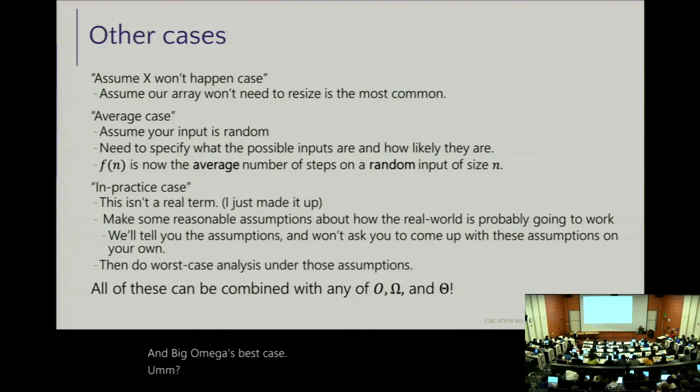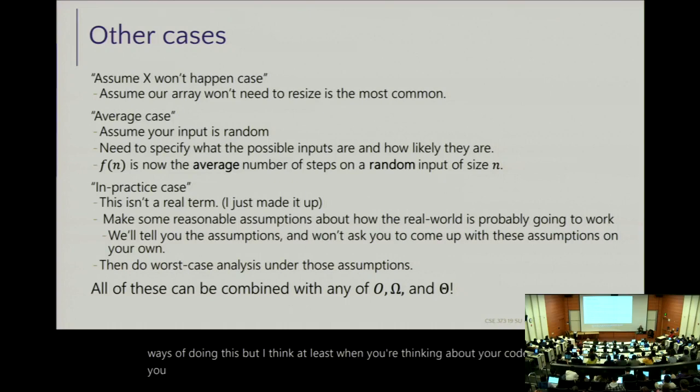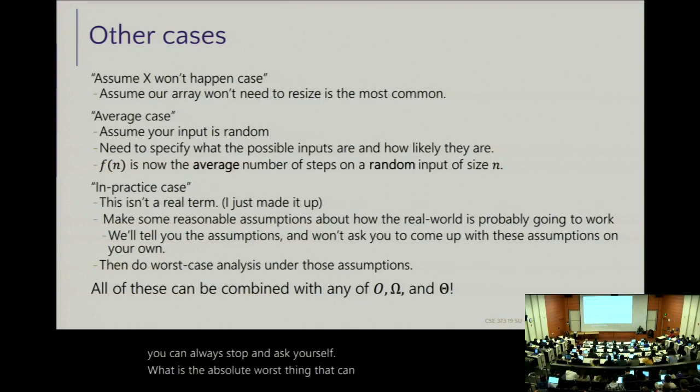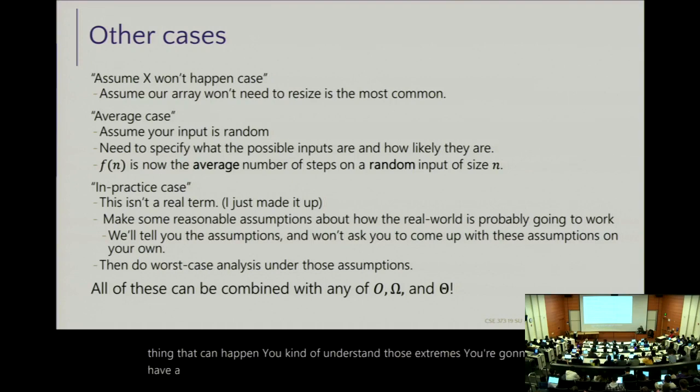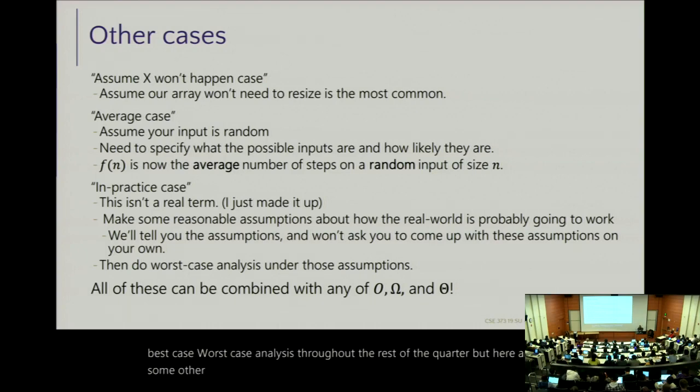I am going to continue to ask you to analyze your code from a best case and worst case scenario. Like I said, there are other amortized, more mathematical ways of doing this, but at least when you're thinking about your code, if you can always stop and ask yourself, what is the absolute worst thing that can happen? What is the absolute best thing that can happen? You kind of understand those extremes, and you're going to have a better general understanding of the entire lifetime of your code. So that's why I find them especially useful. We're going to continue to do best case, worst case analysis throughout the rest of the quarter. But here are some other cases that do come up that can be helpful.